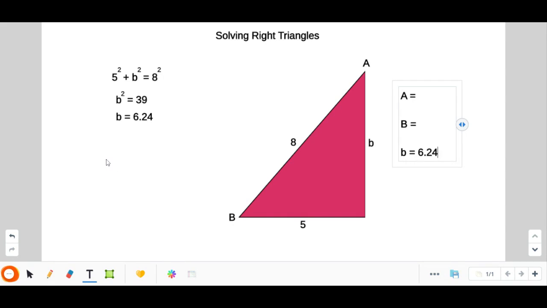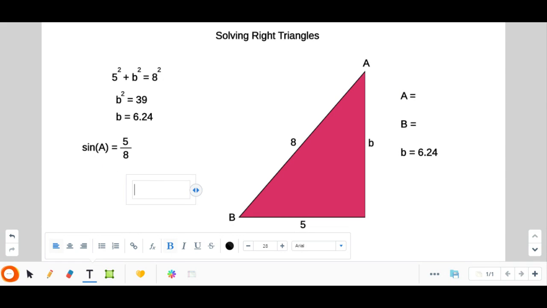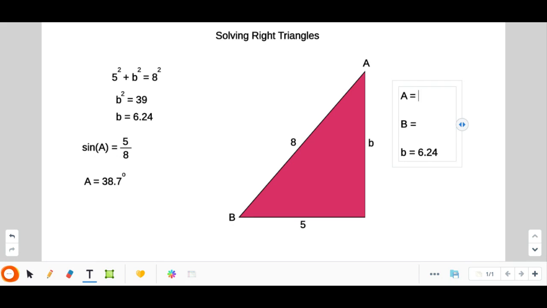So we're going to want to use sine, and we get sine of A equals 5 over 8, opposite over hypotenuse. Okay, so we want to find the angle A. We're going to do the inverse sine of 5/8, or again, if you make it into a decimal, you'll get 0.625. So do the inverse sine of that, and you will get A equals 38.7 degrees. Inverse sine of 5/8 is 38.7 degrees. Okay, so we now know angle A is 38.7.